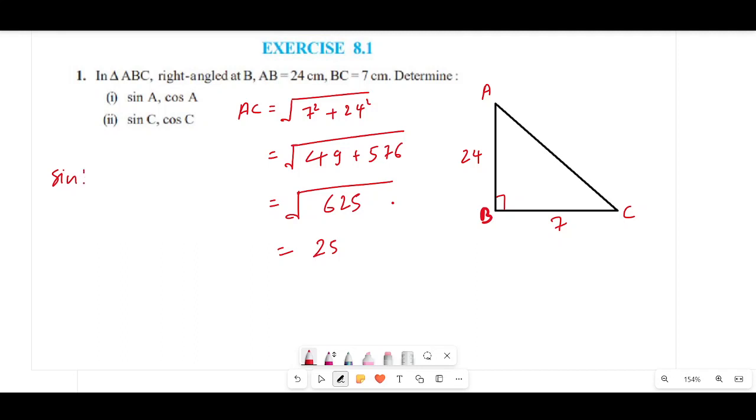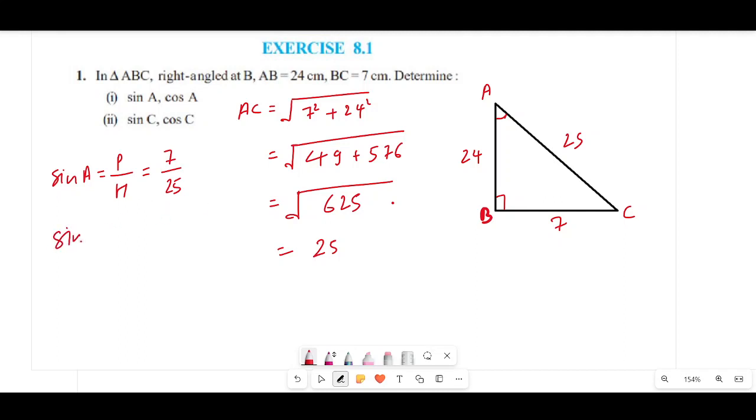Now what is the value of sin A? First question, sin A. If we are taking angle A, the opposite side will be perpendicular, and the bigger side will be hypotenuse. Then sin A will be P by H, perpendicular by hypotenuse. Then perpendicular is given as 7 and hypotenuse is given as 25. Clear? That is the answer.